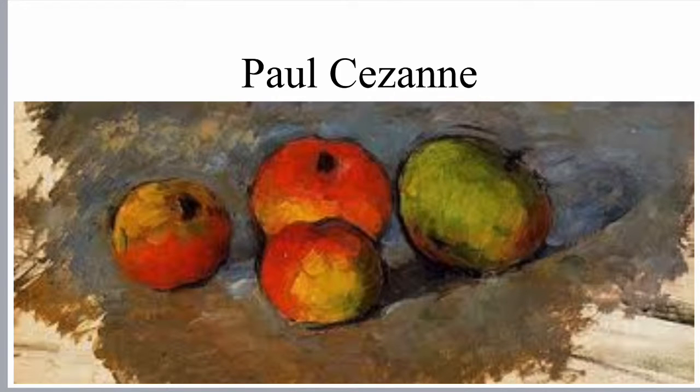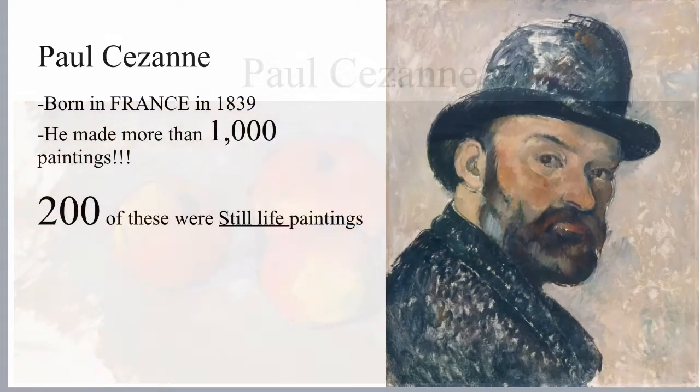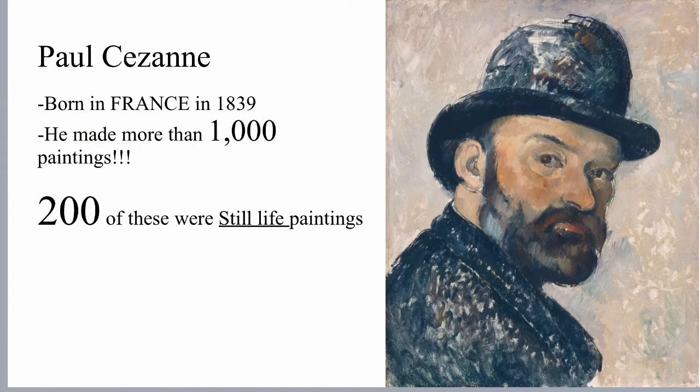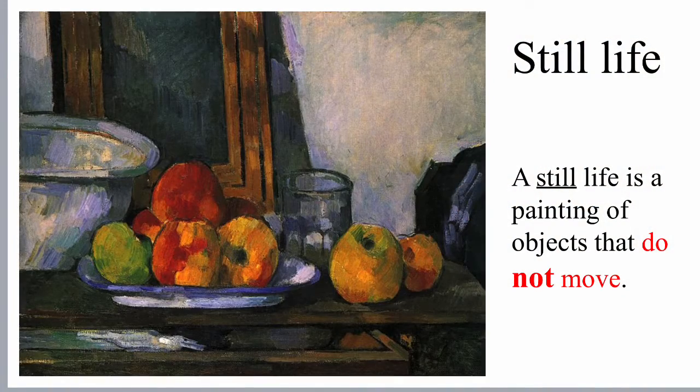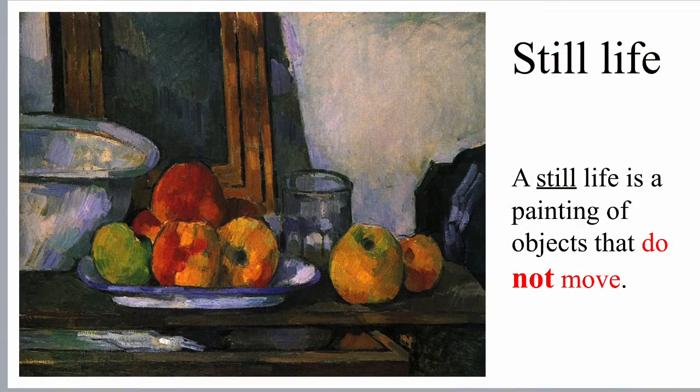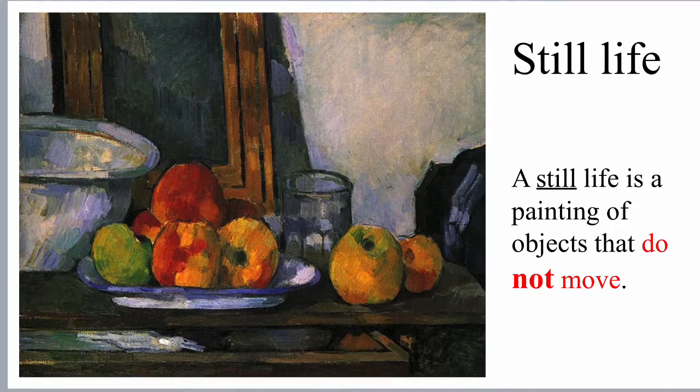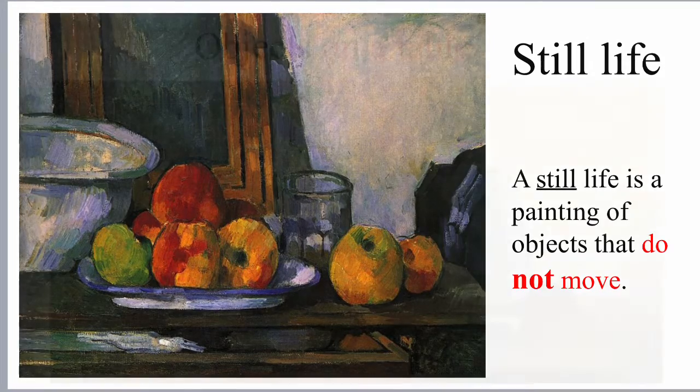Today we will learn about the artist named Paul Cezanne. Paul Cezanne was born in France in 1839. He made more than 1,000 paintings. 200 of these paintings were still life paintings. A still life is a painting of objects that do not move.